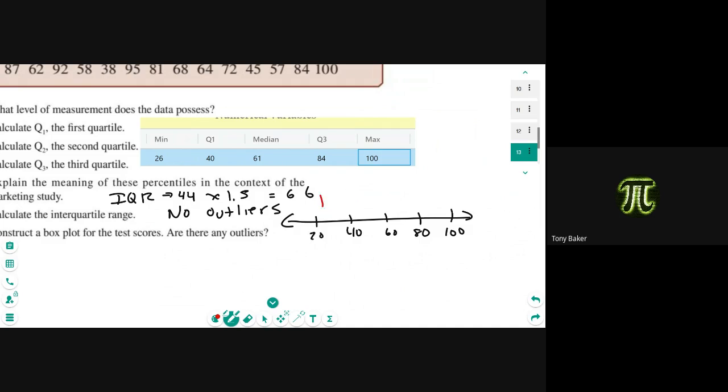My Q1 is at 40. My median is at 61. My Q3 is at 84. And my max is at 100. There's my box and whisker plot. So once you get the 5 number summary, box and whisker plot's a piece of cake.